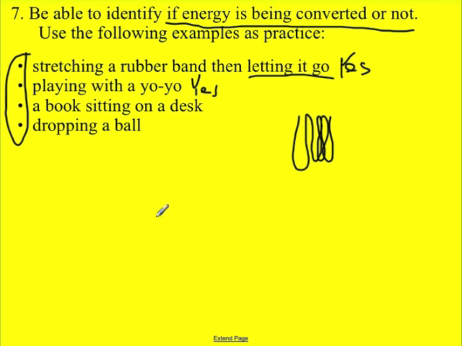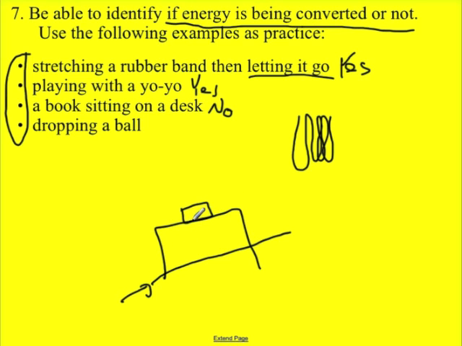How about a book sitting on a desk? Sorry, that desk is crooked, but just pretend now that it's straight. If that book is just sitting there, not moving at all, is energy being converted or not? What's your answer? Should be no. You might say, well, it's got gravitational energy because it's not on the floor. Well, if it's sitting on the desk, that is the lowest level it can go. So if it's sitting on the desk, no, it won't have any gravitational energy.